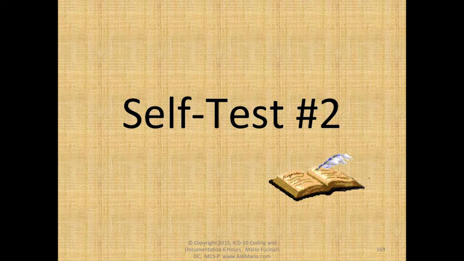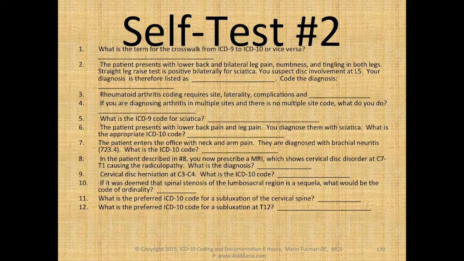All right. Okay, so let's look at this. What is the term for the crosswalk from ICD-9 to 10? Okay, it's the GEM, or General Equivalent Mapping, okay? The patient presents with lower back and bilateral leg pain, numbness and tingling in both legs. Straight leg raise test is positive bilaterally. For sciatica, you suspect disc involvement at L5. What is your written diagnosis? What will it be?